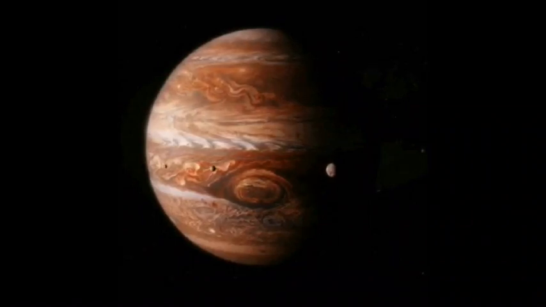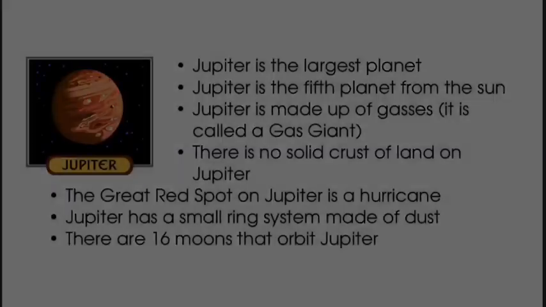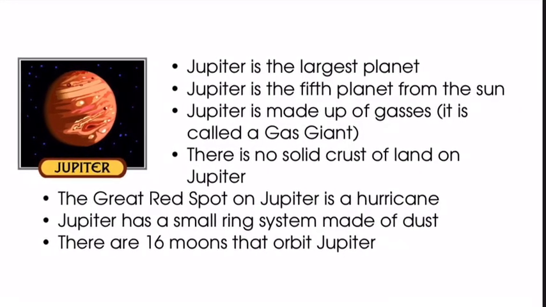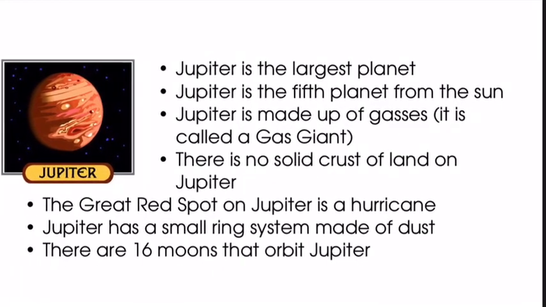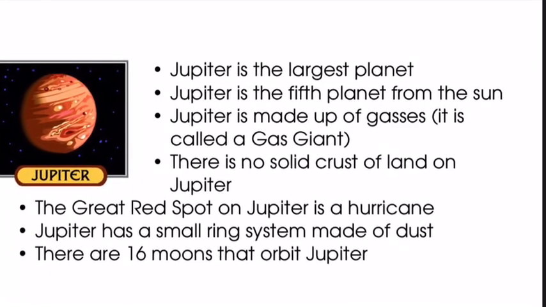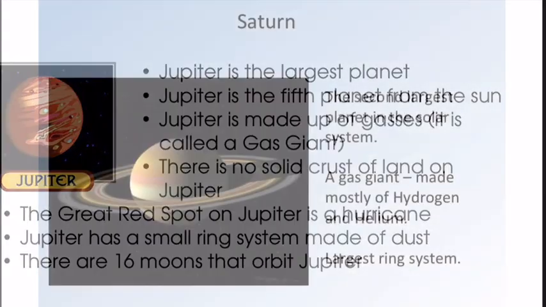Jupiter is the stormiest planet in the solar system. It has a Great Red Spot which can be seen using a telescope. The red spot was first seen by Robert Hooke in 1664. Jupiter is the first of the gas giants. Jupiter is made of hydrogen, helium, methane, and ammonia.